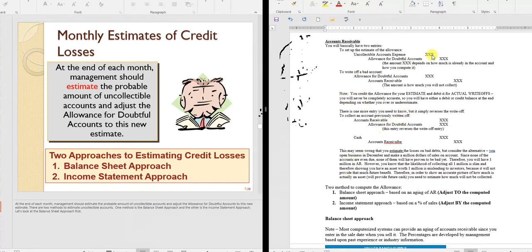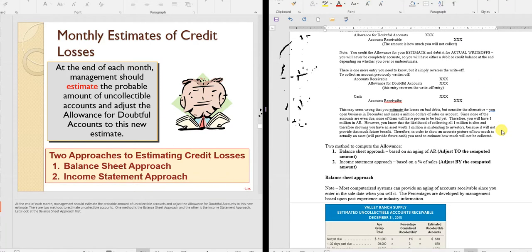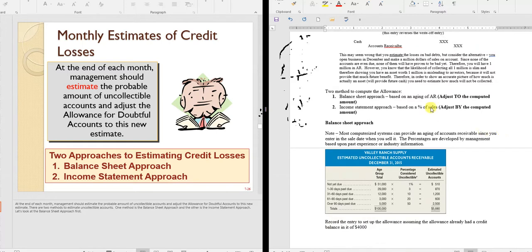All right, so let's go down to here. There's two ways to set up this number. In both of these ways, the debit and the credit are the same. It's the number that changes. So again, if you see estimate, you're going to immediately debit uncollectible accounts expense and immediately credit the allowance. But the amount depends on which way you're going to do it. So I have two methods: one's called the balance sheet approach, and one's called the income statement approach.